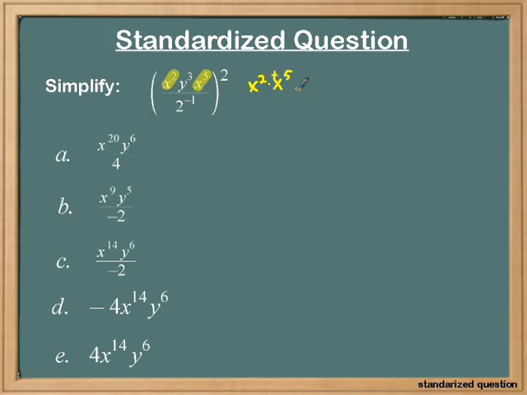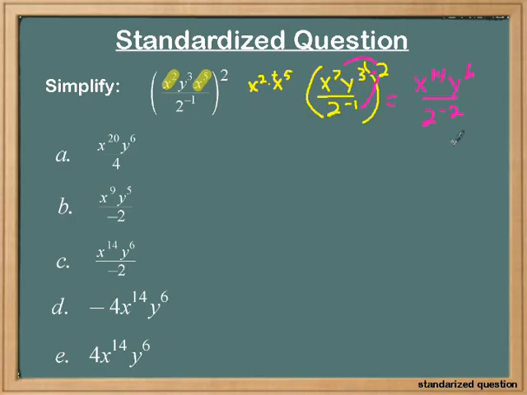and that would give us x to the 7th because we add those. So we've got inside here x to the 7th, y to the 3rd, over 2 to the negative 1, all of that to the 2nd power. Next thing we've got to do is distribute this 2 out. We're going to incorporate that quotient rule that we just learned, and that would give us x to the 14th, y to the 6th, over 2 to the negative 2.